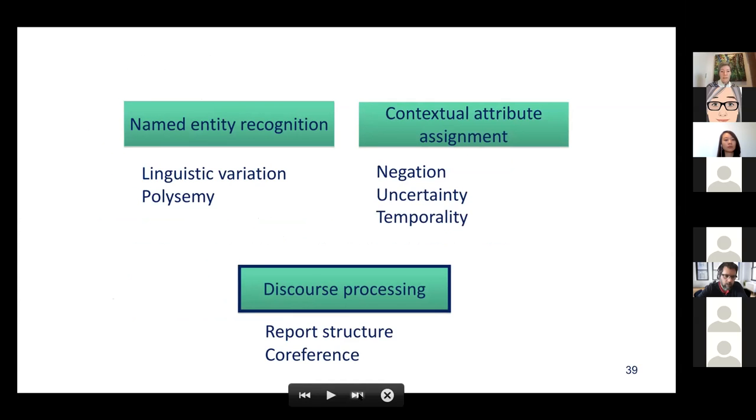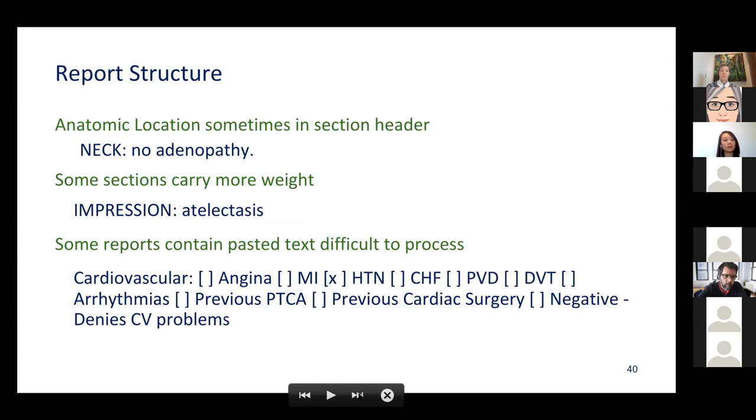The discourse processing, we saw that the report structure matters. The anatomic location is sometimes in the section header. In some reports, certain sections carry more weight. In radiology reports, the impression section is more important. And so you might have your NLP system only look at the impression section, assuming that they really do mark it as a section and that you can identify it.